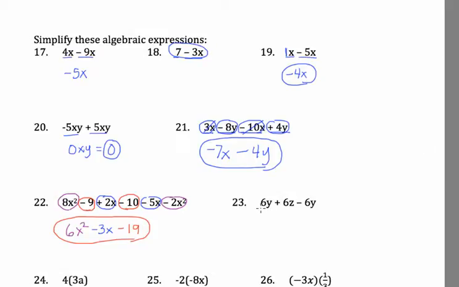Okay, I have 3 terms here. Positive 6y, positive 6z, and negative 6y. The 6y and the negative 6y can be combined. They're like terms. They add up to 0. 6 of them and negative 6 of them. You win 6, you lose 6, you're even. So those are gone. They add up to be 0. Kind of like this problem. So all that you have left is that 6z.